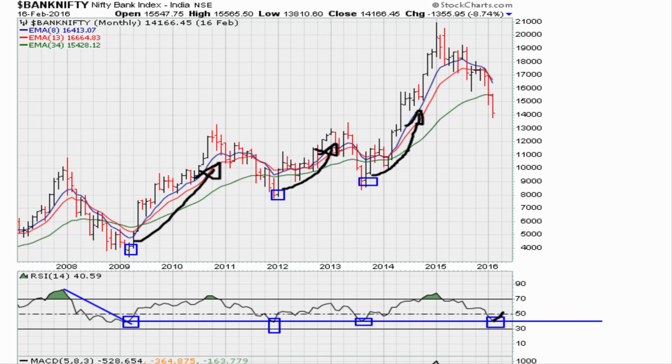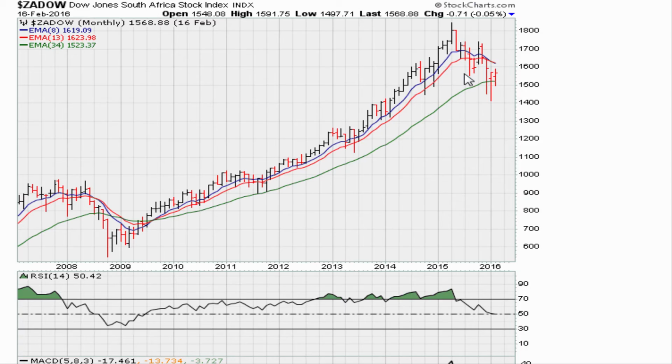All right, let's take a look at another market. Take a look at the South African market, and it was coming back to test this breakout here.